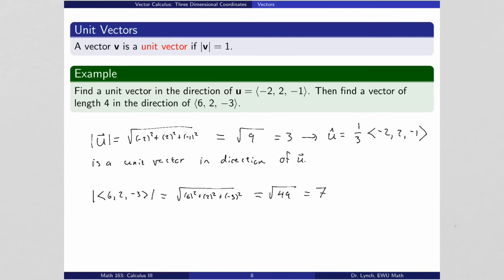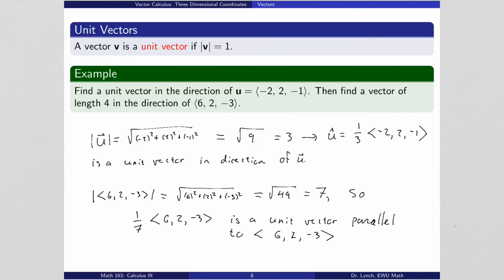For the second half of this example, we see that the magnitude of the given vector (6, 2, -3) is 7. So therefore, 1/7 times (6, 2, -3) is a unit vector parallel to (6, 2, -3). Now, of course, if we want a vector of length 4, all we have to do is multiply that unit vector by 4. So the desired vector is going to be 4/7 times (6, 2, -3).